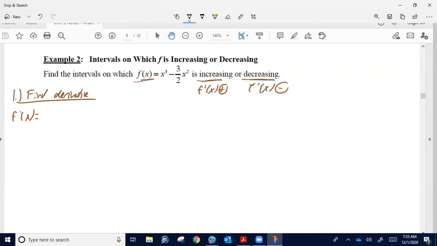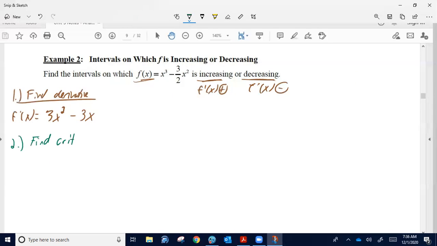So f prime is x cubed, 3 comes to the front, drop this cube to a squared, 3x squared, minus 3/2 x squared. So 2 comes to the front, 2 times 3/2 is 3, drop it to an x. So there's my derivative.